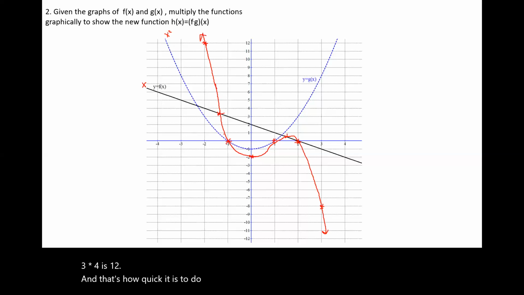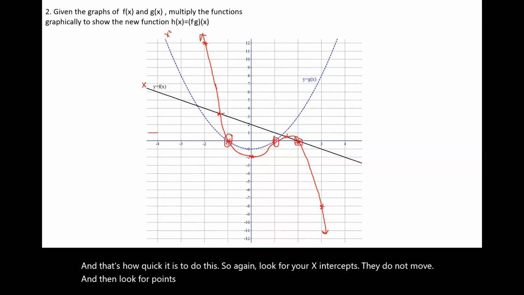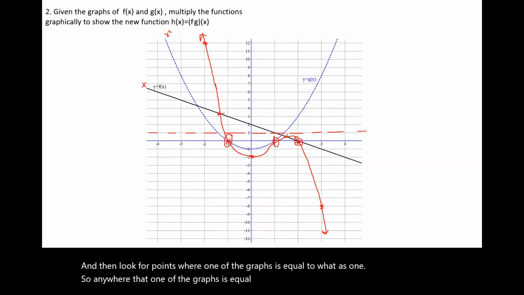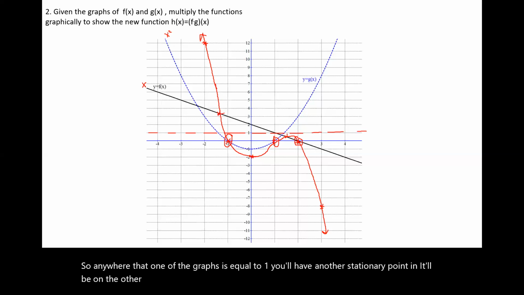So again, look for your x-intercepts. They do not move. And then look for points where one of the graphs is equal to y is 1. So anywhere that one of the graphs is equal to 1, you'll have another stationary point and it'll be on the other graph. So you should be able to get through these fairly quickly.